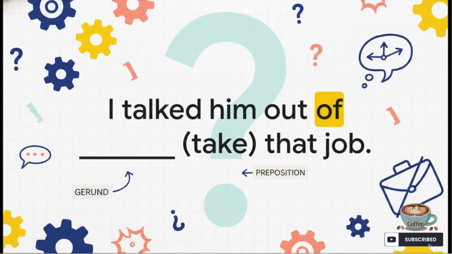Okay, time for a slightly tricky little challenge question about prepositions. Fill in the blank for me.